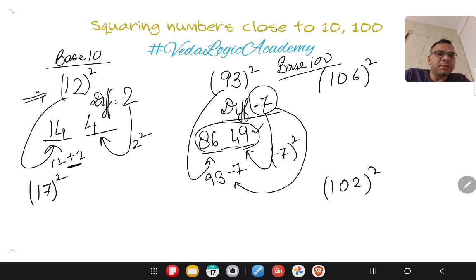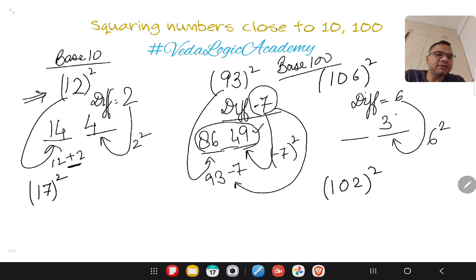Coming to the next example of 106. Here the base is 100 and the difference is 6. So the answer is going to be again in two parts. The right part of the answer is 6 square, which is 36. For the left part of the answer, we are going to use 106 and add the difference. That becomes 112. 11236 is our answer.